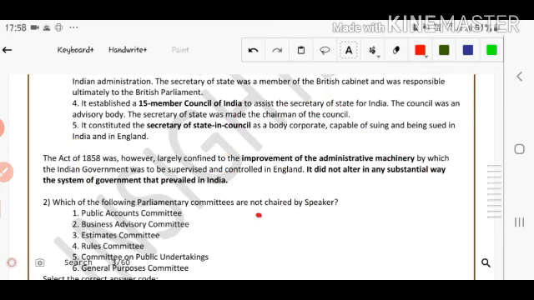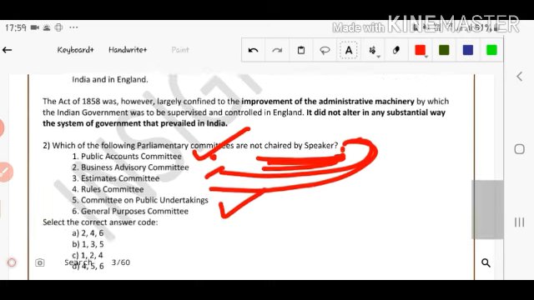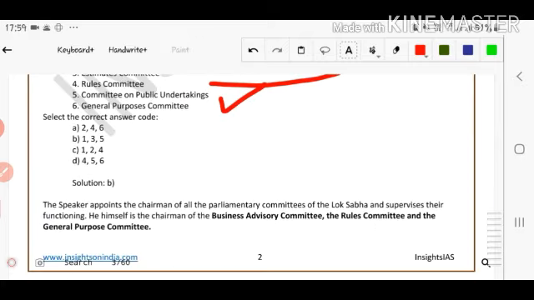So these three committees are not chaired by the Speaker. The Public Accounts Committee is not chaired by the Speaker, right. The Business Advisory Committee, let us see, is chaired by the Speaker himself. The Rules Committee is chaired by the Speaker himself. And the Committee on Public Undertakings. So first, third and fifth. I think B is the correct statement here.